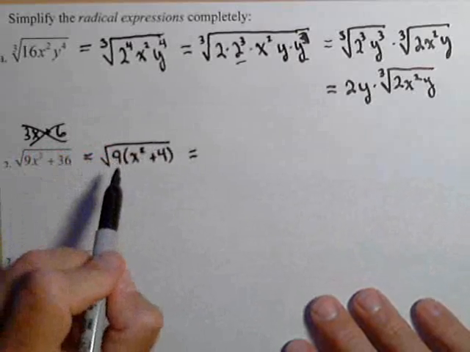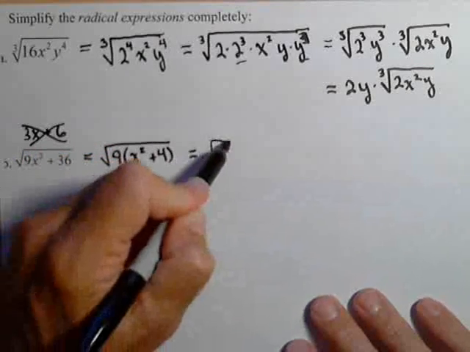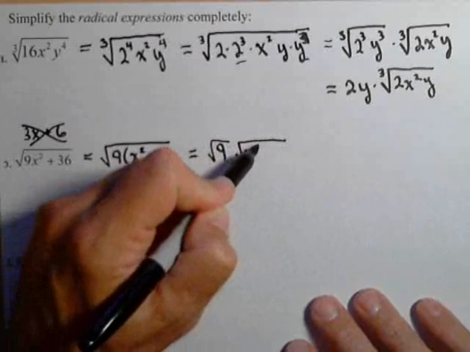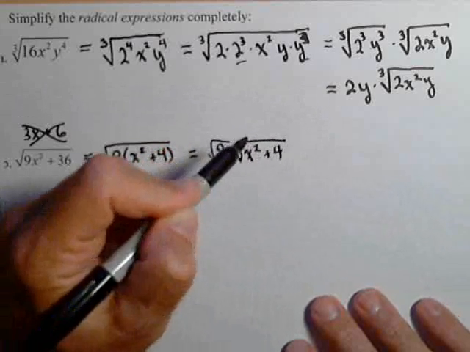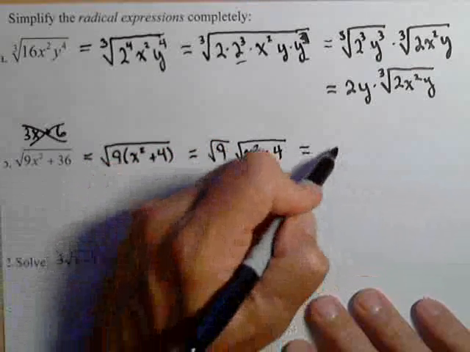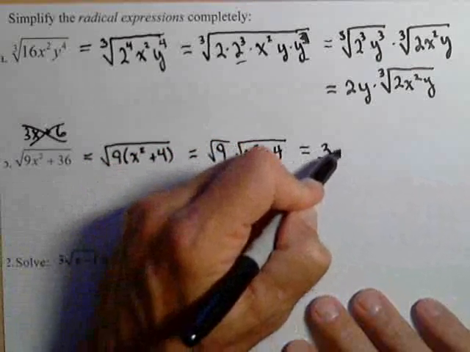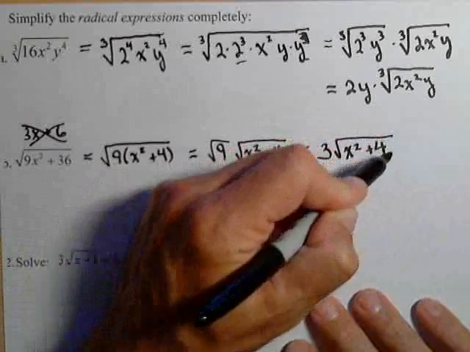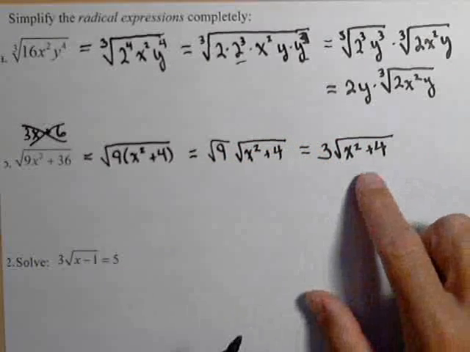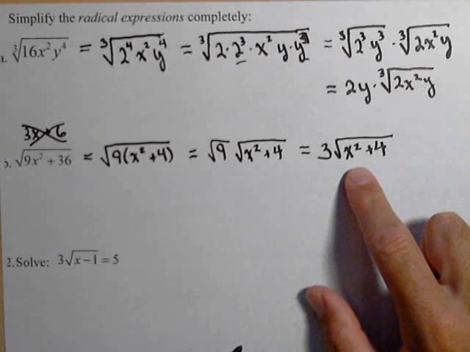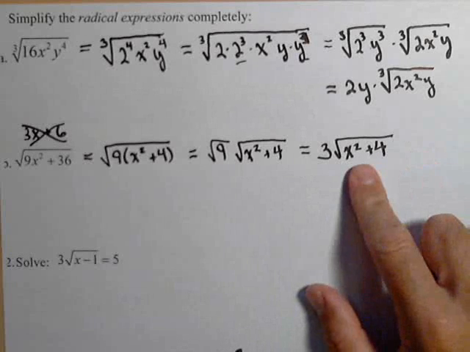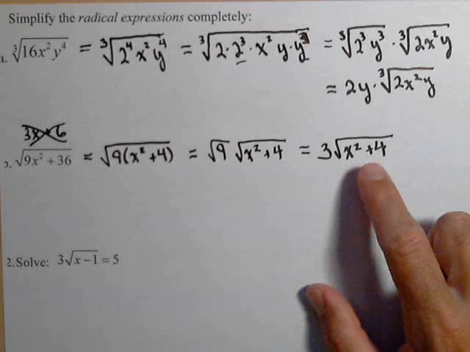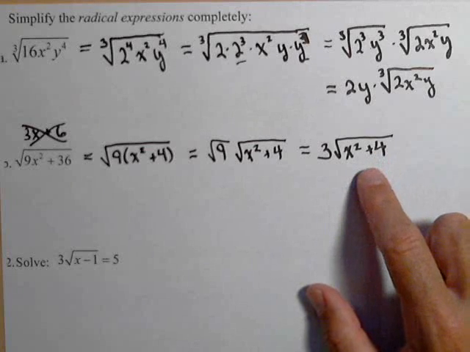which now I can split up the radical like we did last time. Square root of 9 times the square root of x squared plus 4. Square root of 9 is 3 times the square root of x squared plus 4. Again, you may be tempted to say, oh, well, that's just x plus 2. No, do not do that. You cannot split up a radical over addition or subtraction. This is as far as we can go.